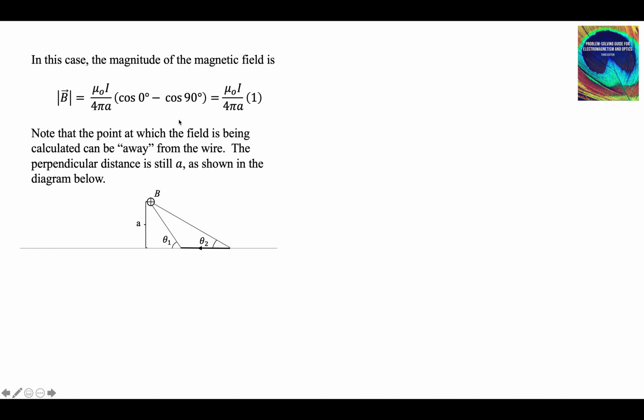Now, it's also true that the perpendicular distance doesn't have to have any wire there, like this. Here's the wire. There's no wire underneath the point, but the perpendicular distance is still A. You have to carry the wire straight in both directions. There's a little dotted line here. So that A is the perpendicular distance, and then there's theta 1, there's theta 2.